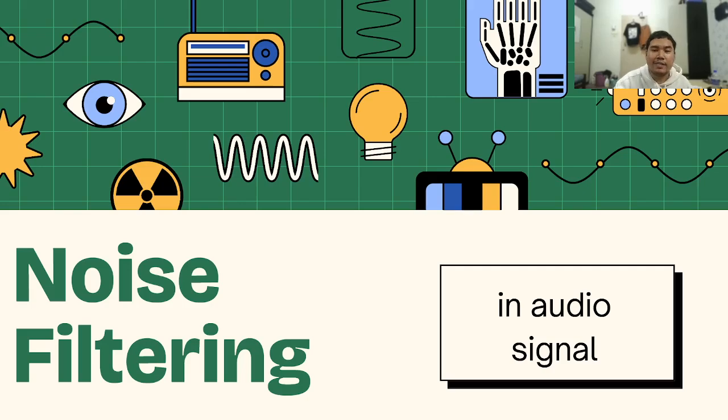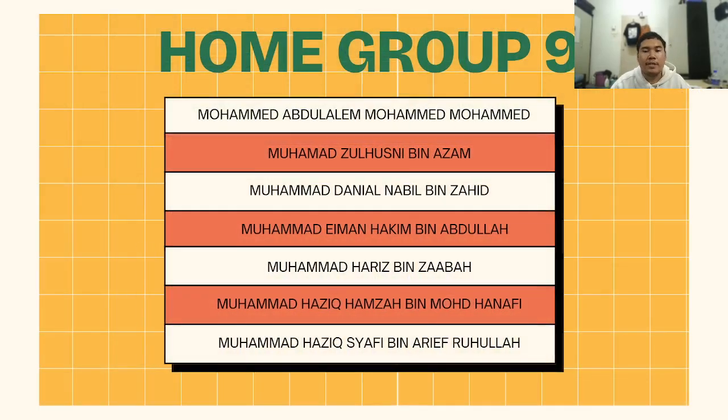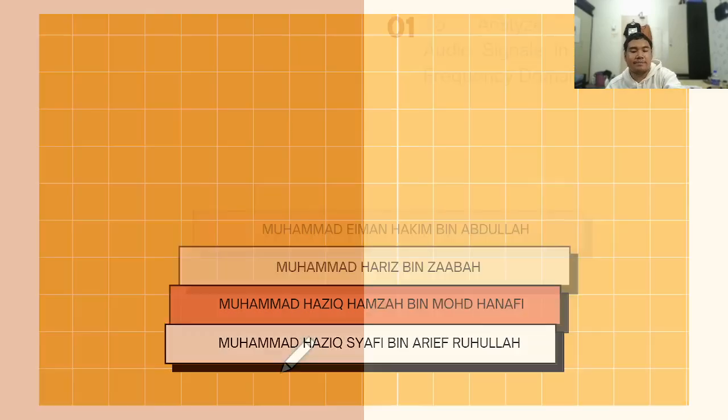My name is Haris, and today I'm going to represent my team in the assignment of noise filtering in audio signal. Okay, so this is the list of my group names: Abdullah Lip, Zulhusni, Daniel Nabil, Iman Hakim, and also me, Haris, Aziz Hamzah, and Haziq Shafi.